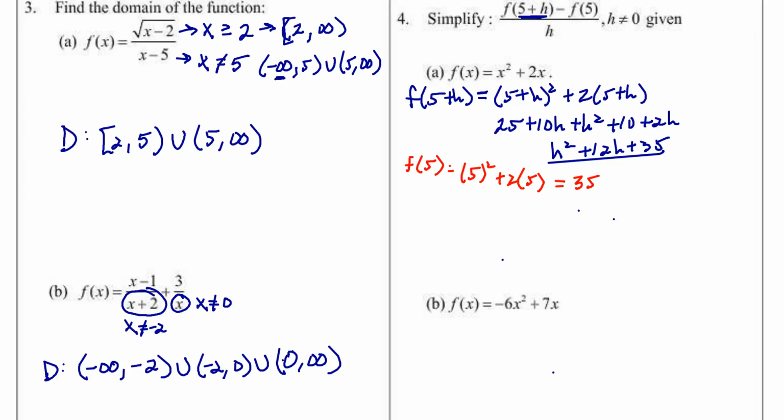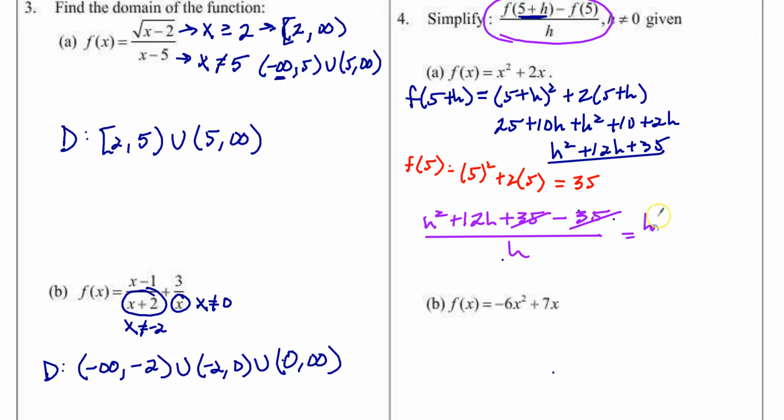Now I can plug it into my formula. So f of 5 plus h is h squared plus 12h plus 35 minus f of 5, which was another 35, all divided by h. Well, these 35s cancel out. I'm left with h squared plus 12h all over h. And everything has an h, which means I can cancel one h off of everything, and I'm left with h plus 12. And that's my final solution for that one.